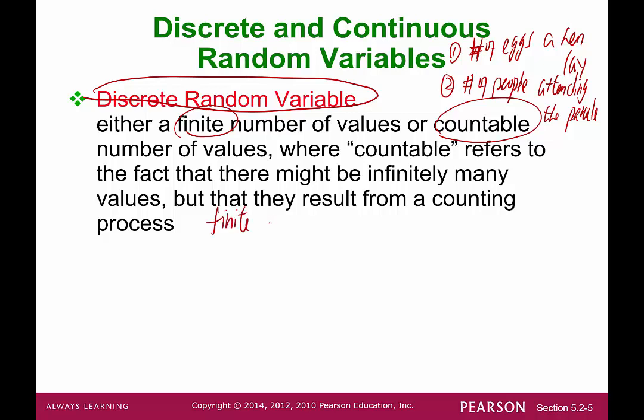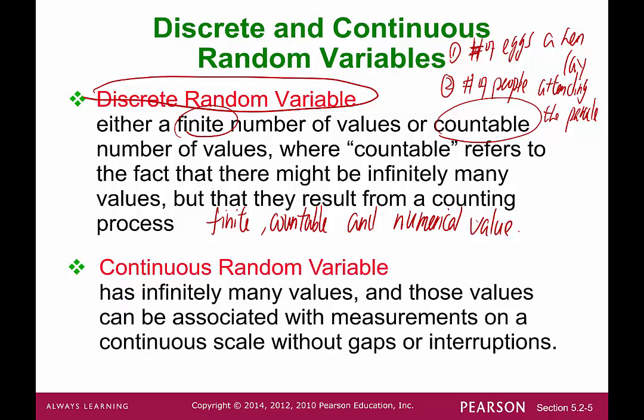Finite, countable, and numerical number, or numerical value. This is the essence of the discrete random variable. A continuous random variable has infinitely many values. Those values are associated with measurement on a continuous scale without gap or interruption.